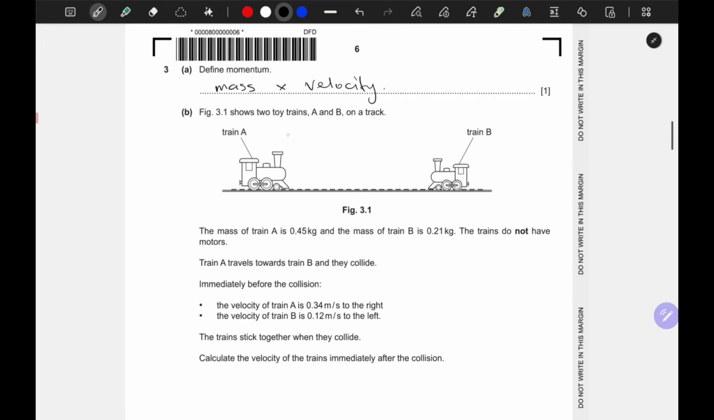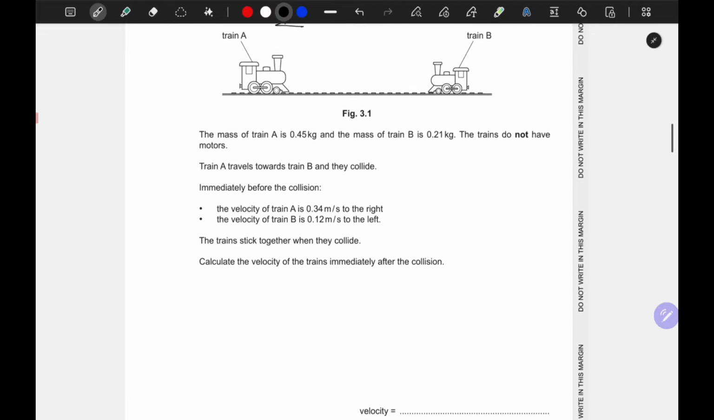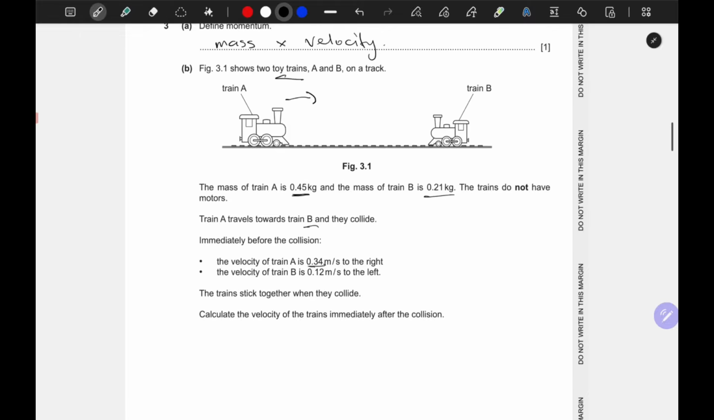Part B. Figure 3.1 shows two toy trains A and B on a track. The mass of train A is 0.45 and the mass of train B is 0.21. The trains do not have motors. Train A travels towards train B and they collide. Immediately before the collision, velocity of train A is 0.34 to the right. So if you draw this, 0.34 meters per second. And velocity of train B is 0.12 meters per second.